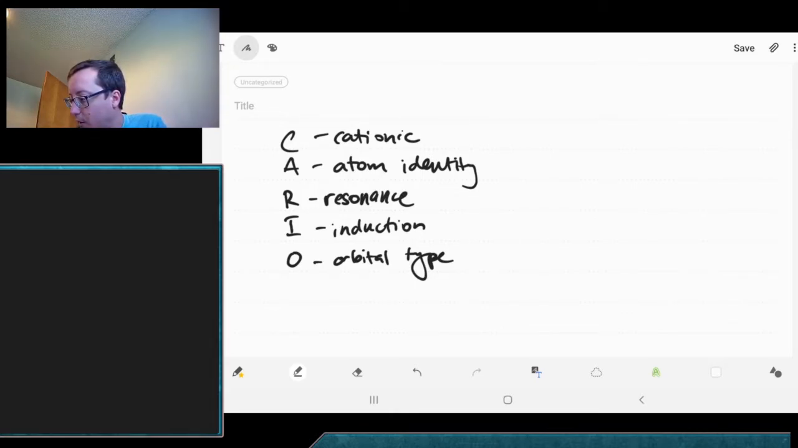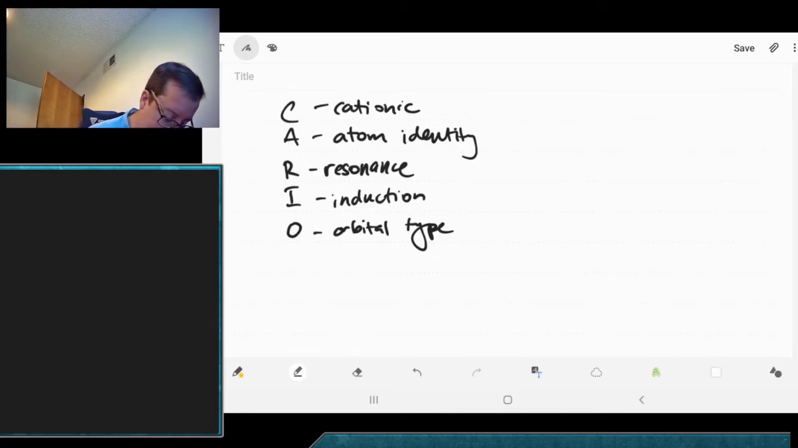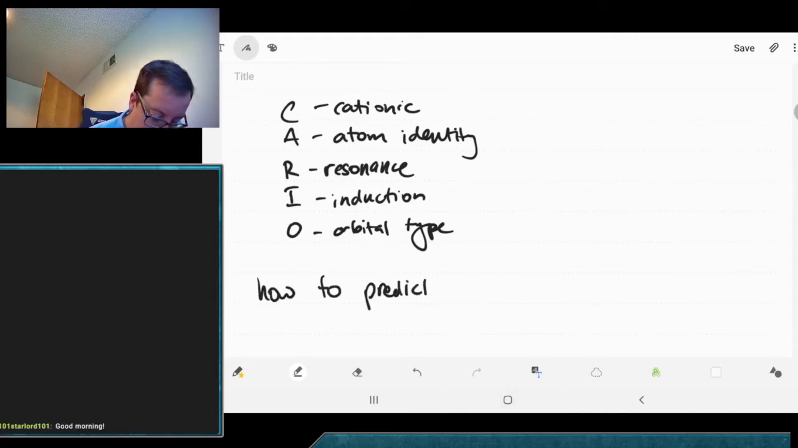What's important now is we want to talk about the purpose of all this. We're going to see that there's a lot of acid-base chemistry that happens, and so it's important for us to know how to predict an acid-base reaction.